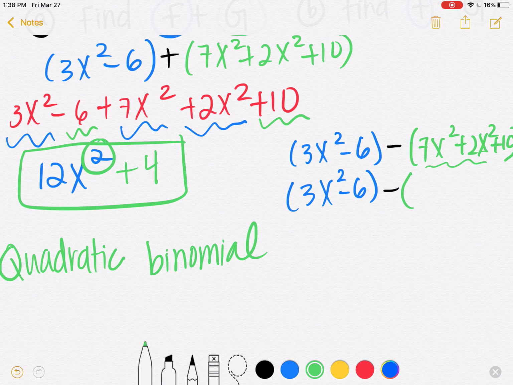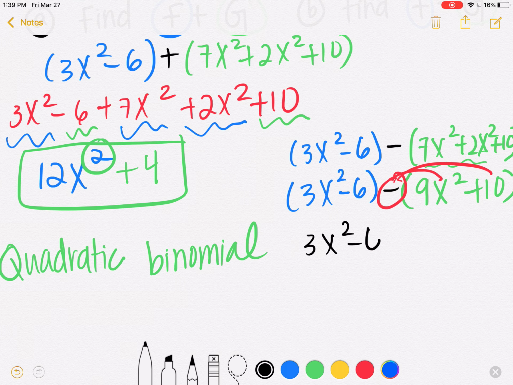Okay, by the way, you could combine these inside if you'd like before you distribute. I'm going to do that for you guys now. So this is 3x squared minus 6 minus, so if you could ever combine inside before you distribute, do that. So for this one, I have 7x squared plus 2x squared. That's going to give me 9x squared. Bring down your plus 10. Then I'm going to distribute this negative to both. Okay, bring the first one down.